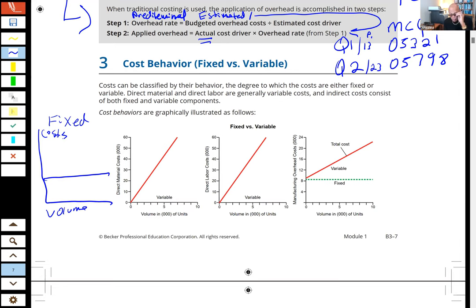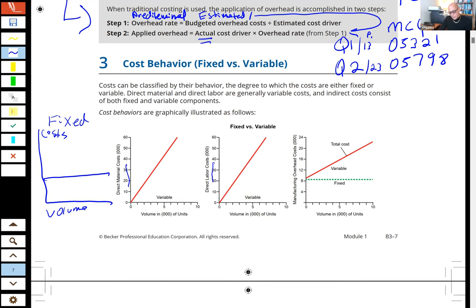Now, when we talk about variable costs, and I don't know why we have to have two variable charts here, but anyway, variable costs do what? They increase as our volume increases, right? More units, more labor, more materials you need, right? Okay, I see they did one for direct labor, one for direct materials, but they both work the same, right?